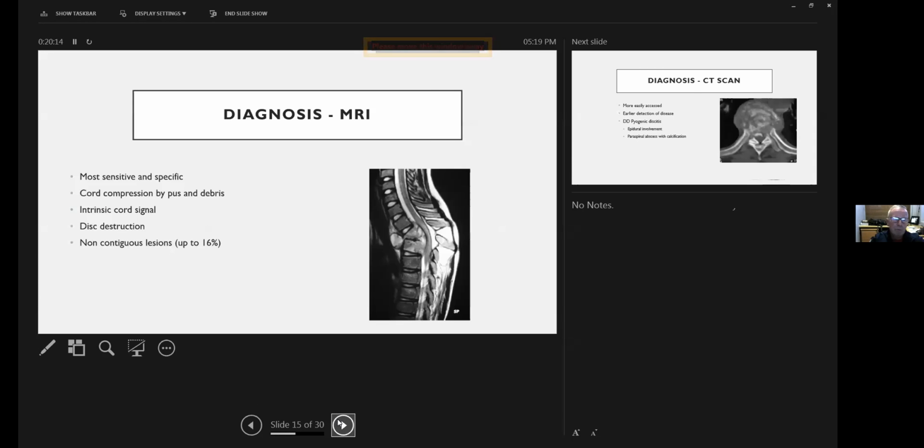Okay, MRI scan, well, it's the most sensitive and specific, and given choices, everybody now would ask for an MRI. You can look at the cord compression by the pus and debris. You can talk about intrinsic cord signal changes. You can see whatever disc destruction there might be, and probably most importantly, you can see whether there's non-contiguous involvement or not. And we know in the literature that up to 16% of patients with spinal tuberculosis have non-contiguous lesions.